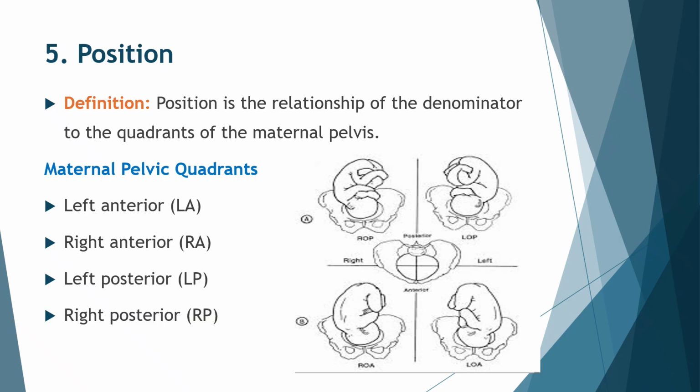For example, in a vertex presentation, if the occiput is directed towards the left anterior quadrant of the pelvis, the position is called left occipito-anterior, LOA. Similarly, it can be right anterior, left posterior, or right posterior. So, dear students, remember that position tells us the direction in which the denominator is facing within the maternal pelvis. The 4 pelvis quadrants are left anterior, LA, right anterior, RA, left posterior, LP, and right posterior, RP. This helps us accurately describe the orientation of the baby during labor.